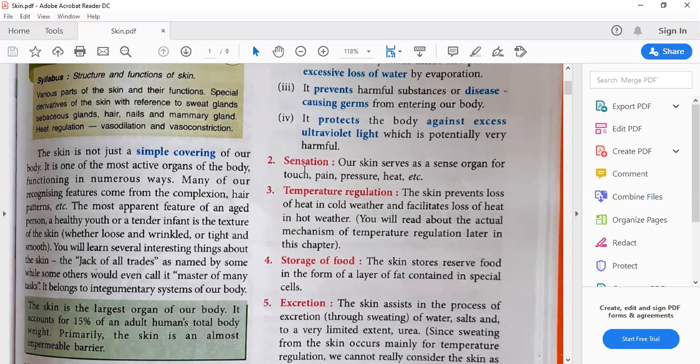Okay. Then excretion. This is very important for temperature regulation. So excretion matlab how do you excrete? Through sweating of water, salts, and to a very limited extent urea. So this is also one of the very important ways of excretion, other than the excretory system, that is kidney.